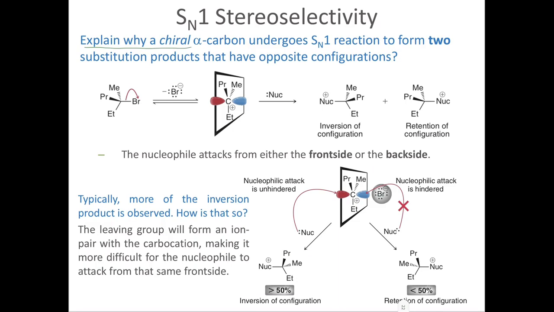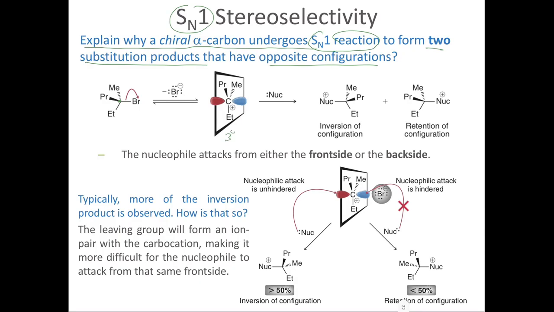Explain why a chiral alpha carbon undergoes SN1 reaction to form two substitution products that have opposite configurations. We are told that we are using a chiral alpha carbon. Chiral in the sense that it is attached to 4 different groups, so we have a stereocenter. What happens in this case is that it is an SN1. And what do you know about SN1? It involves the use of a weak nucleophile. A weak nucleophile is going to wait until we form a carbocation.